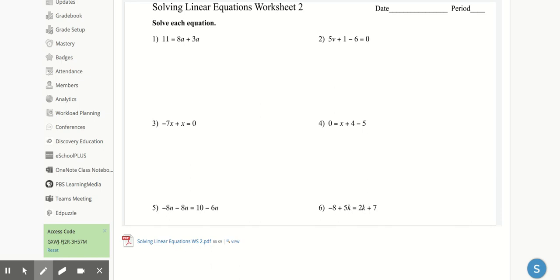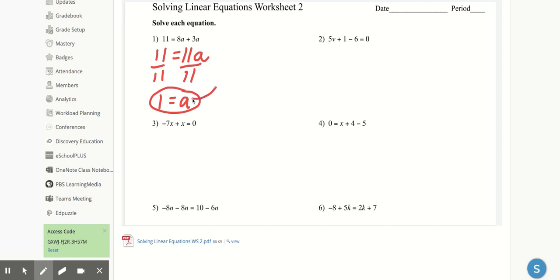Again, like I had said yesterday, you want to combine any like terms that you have on each side of the equation first. So on the right-hand side of this equation, you have an 8a and another 3a. So we can add those terms together, and this is going to look like 11 equals 11a. That 11a is really 11 times a, so to undo that multiplication, we're going to divide both sides by 11. 11 divided by 11 is just 1, so we have 1 equals a.